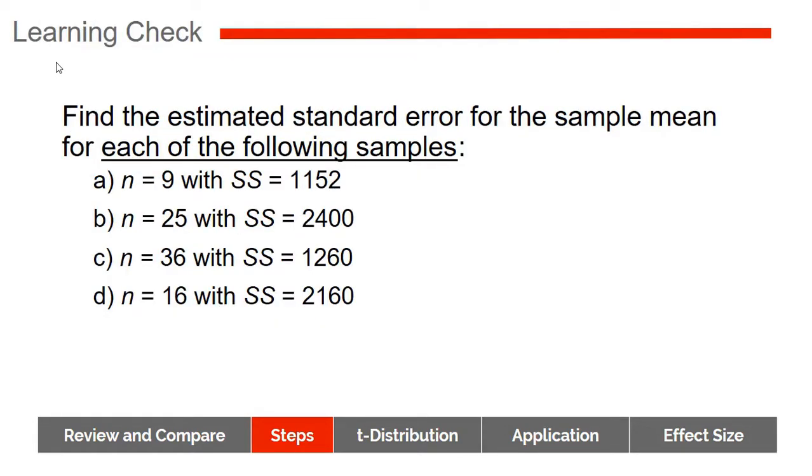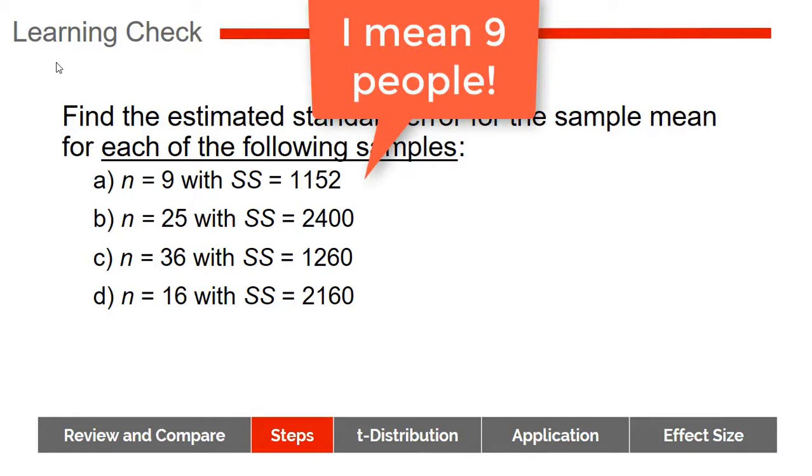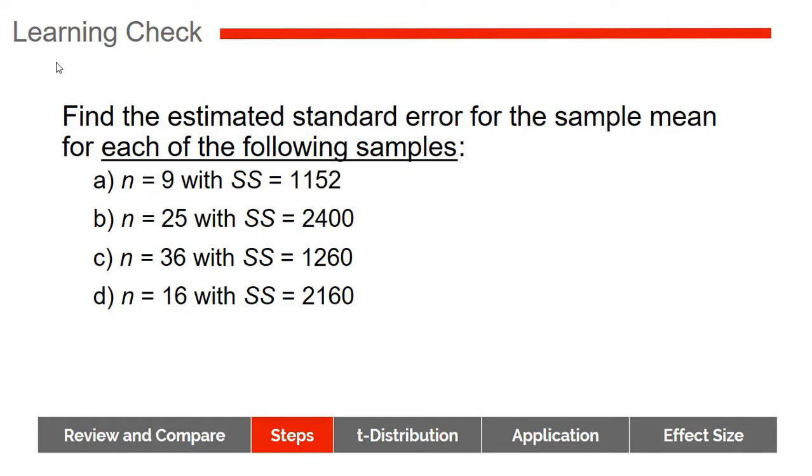Okay, we're going to do a couple of learning checks right now. What I'd like you to do is go ahead and write down these 4 different scenarios, and then we're going to work them out together. In the first scenario, for example, there are n people in the sample, and the sums of squares for the sample is 1,152. If you don't remember what sums of squares are, I recommend that you go back to the chapter on variance and variability and take a look at how we determine the sums of squares. After you've written all these down, we'll go ahead and try to work some of them out.